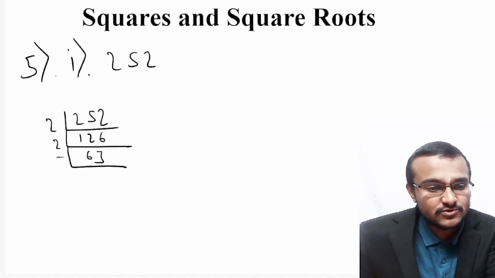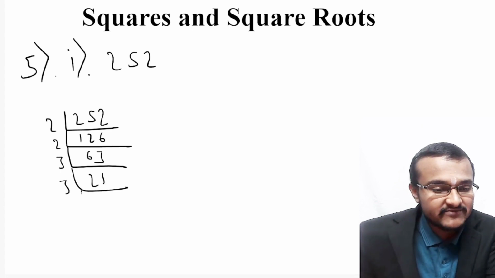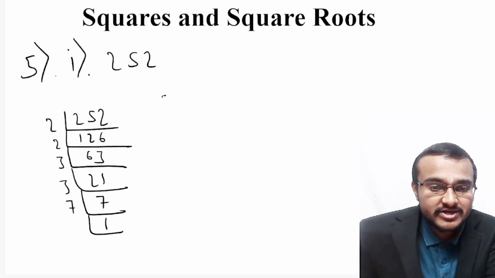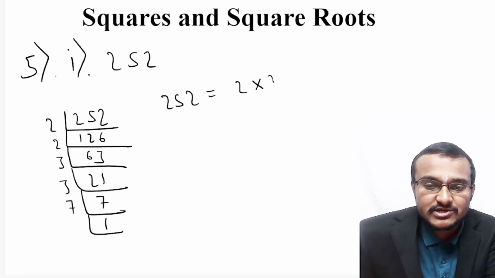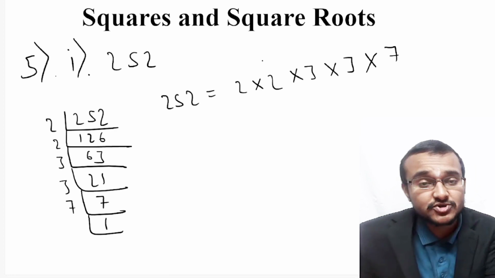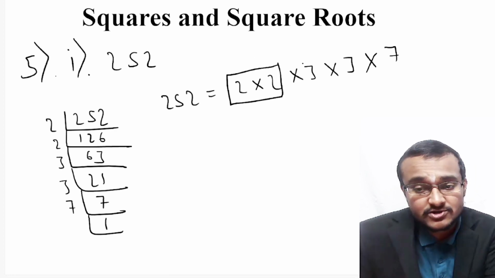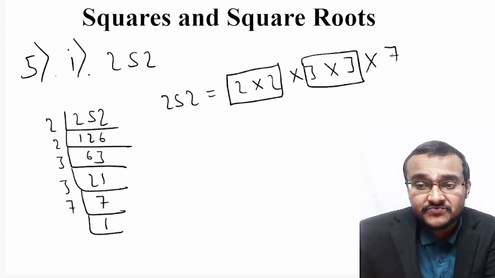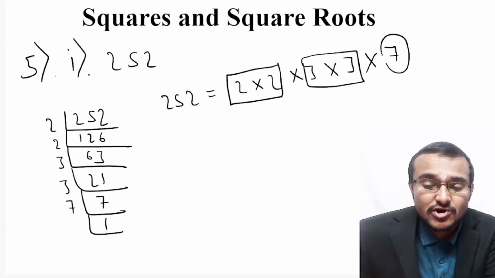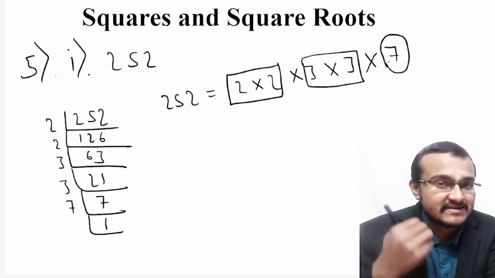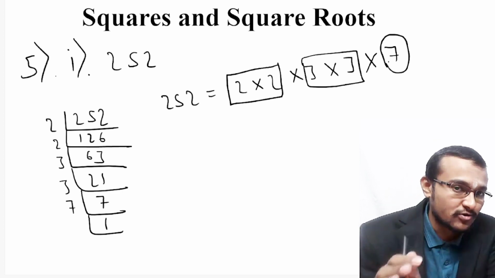So this will actually go with 3. 3 2s are 6, 1 remaining, 21. Again when you take 3, it will be 7. Again when you take 7, it will be 1. So here 252 is equal to 2 into 2 into 3 into 3 into 7. Here you can clearly see this 2 can pair up with another 2. This 3 can pair up with another 3. Here 7 is not pairing up with anything. So 7 is left alone.